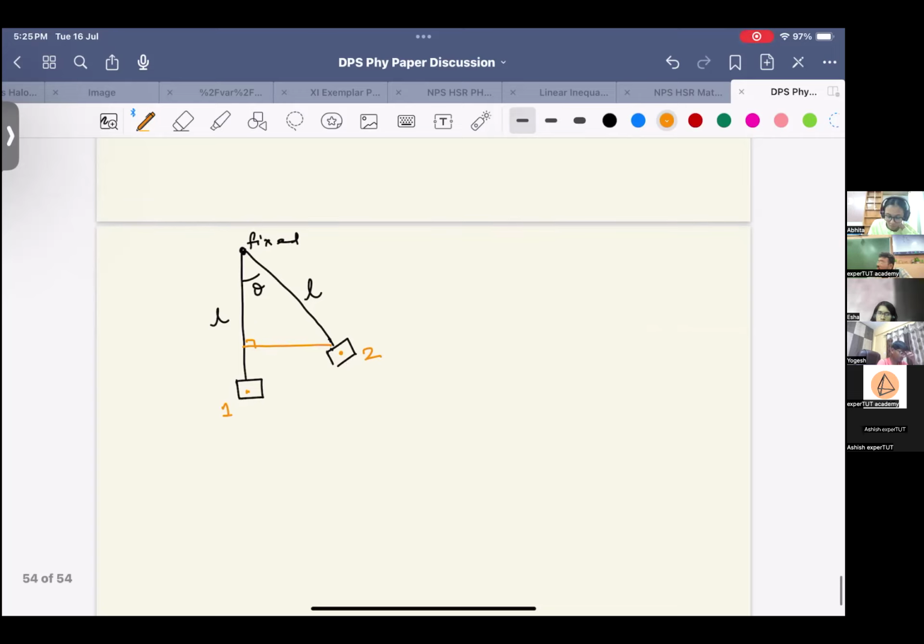You make a triangle. Can you see a triangle, Kevin?